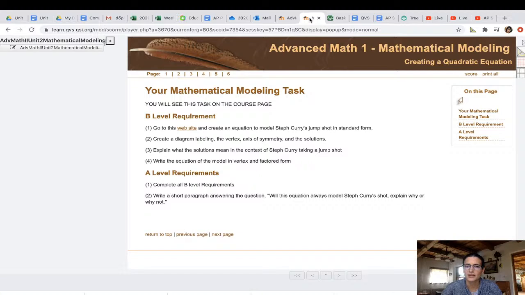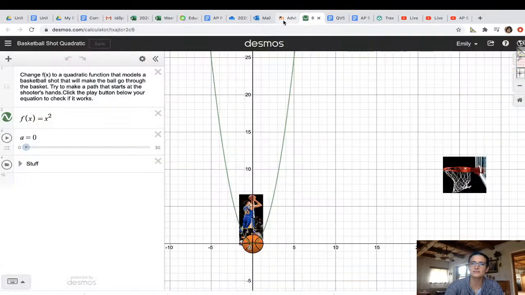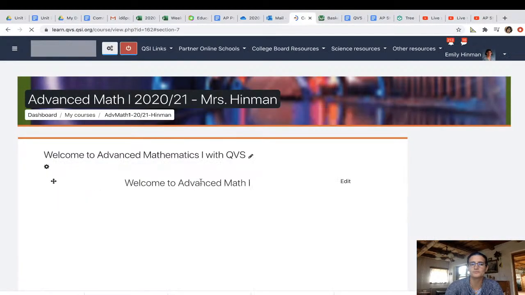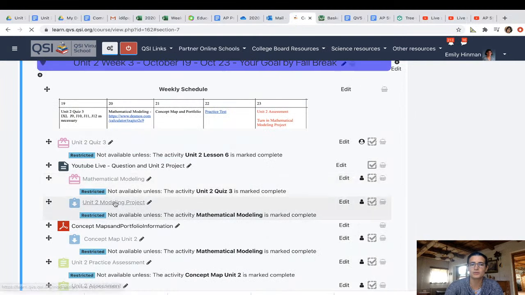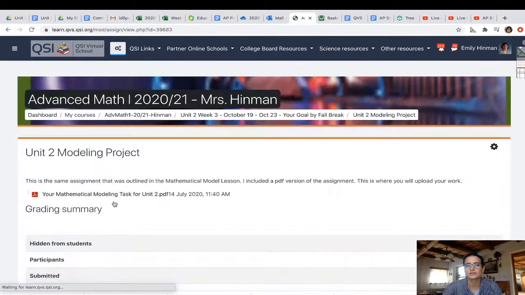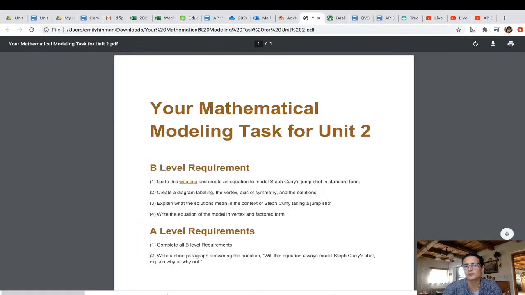So that's the B. For the A, you're going to write a paragraph that says, will this equation always model Steph Curry's shot? Explain why or why not, right? So it really makes you show that you're thinking about what it means to have a parabola. So that's the lesson. And when you go through, you're going to upload your modeling project here. It's the same task as I just described to you, but all written out. So if you don't want to be back in the lesson, you can see the same thing is there.